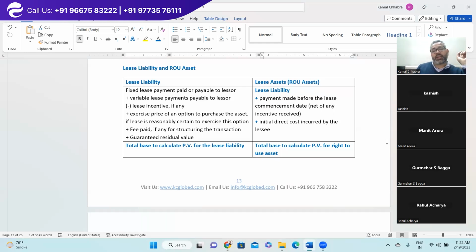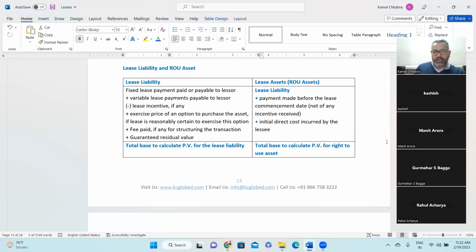No. The lessee, in case of finance lease and now in case of operating lease also, will be recognizing it. That's the amendment in the standard. Now in operating lease also, the lessee needs to recognize it. Earlier in ASC 840 it was not there, but in ASC 842 and IFRS 16, both require the lessee to recognize the right to use asset and lease liability in case of operating lease also. So that's the new amendment.